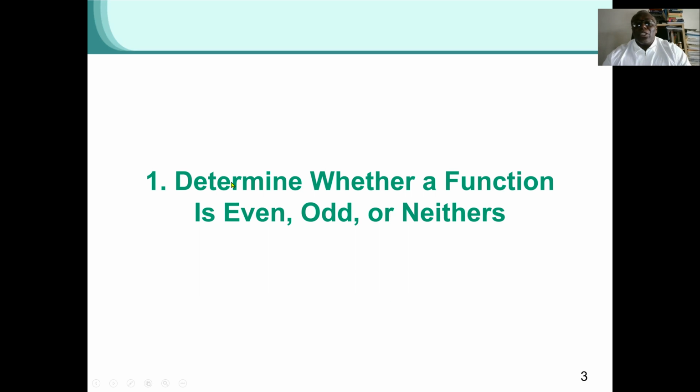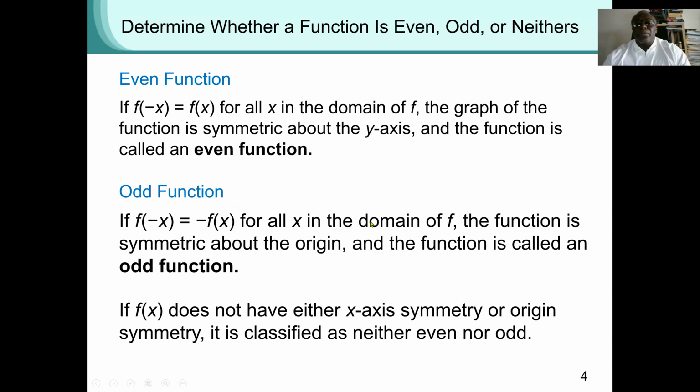First, we start with determining whether a function is even, odd, or neither. We start with the even function. If f of negative x is equal to f of x for all x in the domain of the function, then we say the graph of the function is symmetric about the y-axis, and this function is called an even function.